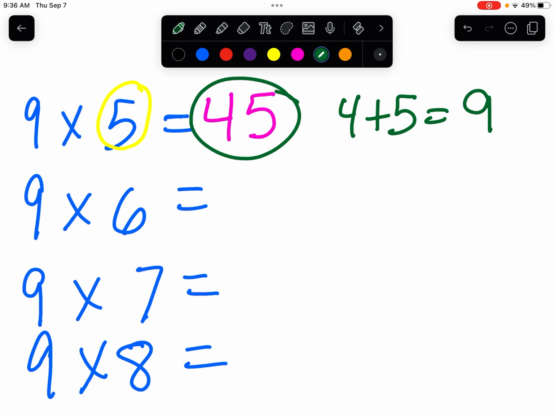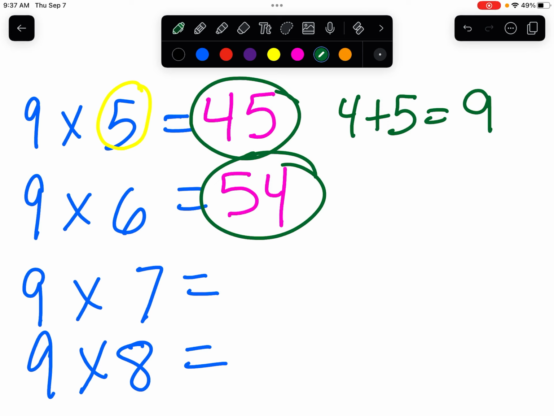So let's move on. 9 times 6. We do 6 minus 1. That's 5. Our answer starts with 5. 5 plus some number equals 9. Well, we know from our practice of addition facts that 5 plus 4 equals 9. Boom! There's our answer, 54. 9 times 6 is 54. I hope I haven't lost you. Again, we're going to practice this a lot, but I'm hoping that you can see the pattern here.